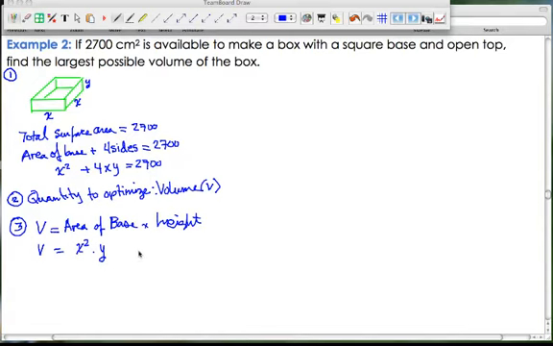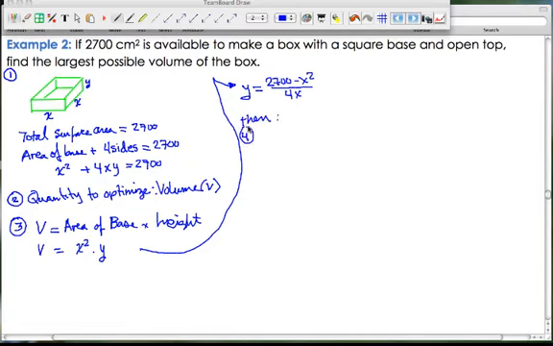The next step is to express this quantity in terms of only one variable. For that, we look back into the givens and see how these variables relate. We can solve for Y. If we solve for Y, what we obtain is 2700 minus X squared, everything divided by 4X. Then our fourth step is to express the quantity we want to optimize in terms of only one variable. V would equal X squared times Y, but Y is all this expression, so we copy it: 2700 minus X squared divided by 4X.